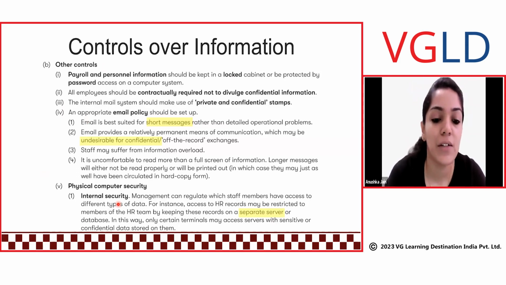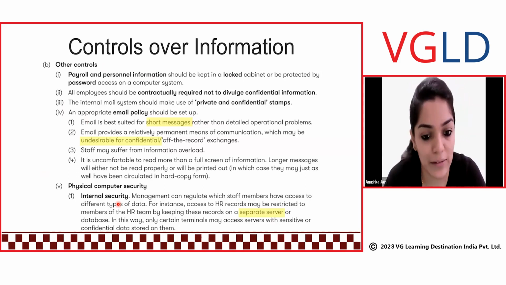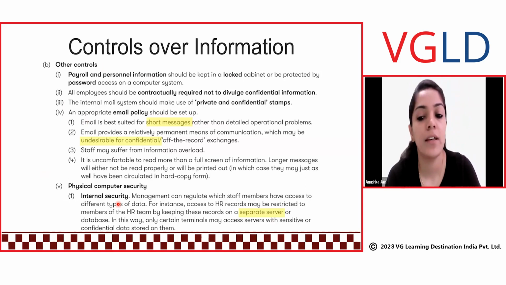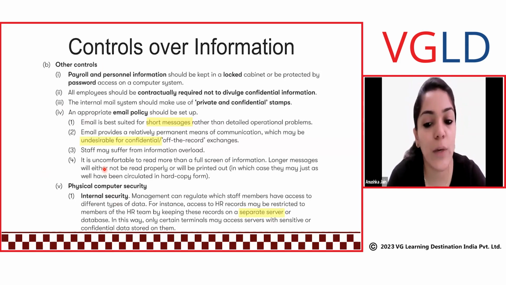So that is physical computer safety, just to give you one example. Let's go into details about it. First one is internal security. Management can regulate which staff members have access to different types of data. For instance, access to HR records may be restricted to members of the HR team by keeping these records on a separate server or database.